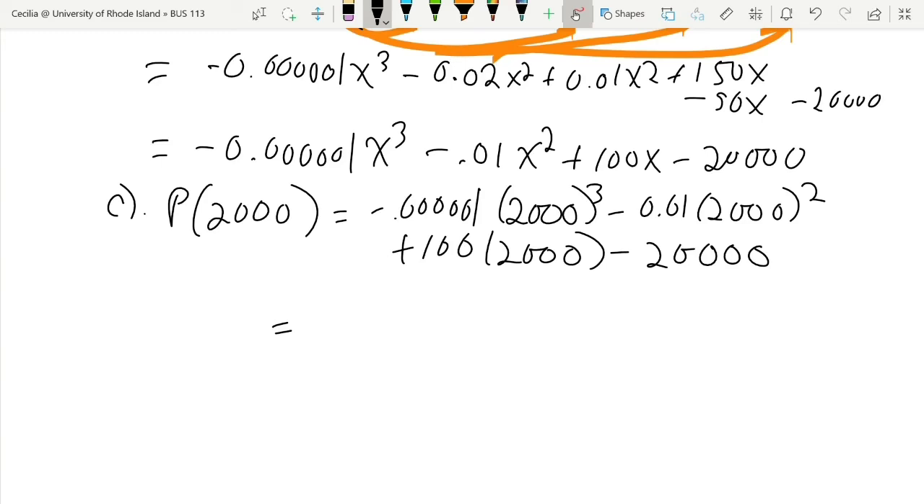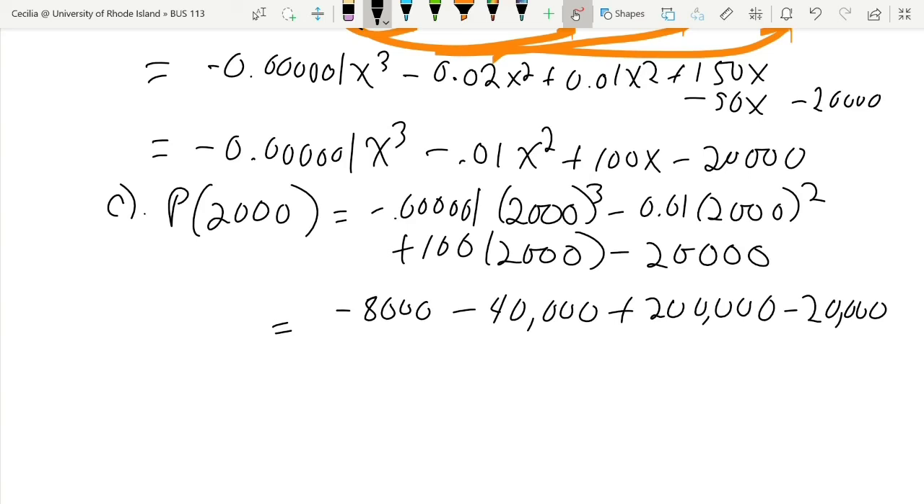So we got 2,000, and we're going to cube it, and looks like we're going to get 8 billion, and we're going to multiply that by 0.000001 negative, and I get negative 8,000 for that first term. And then for the next term, I have 2,000 squared times 0.01, and I get 40,000, so I'm going to subtract 40,000. I'm going to do 2,000 times 100, and I get 200,000. And I'm going to subtract 20,000 from that.